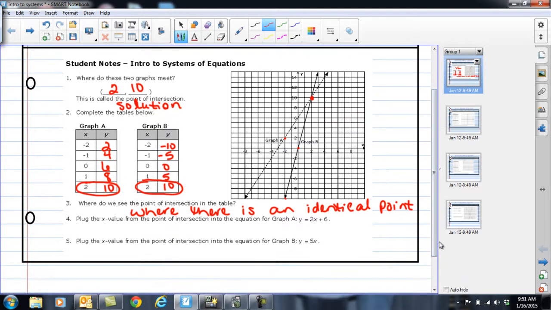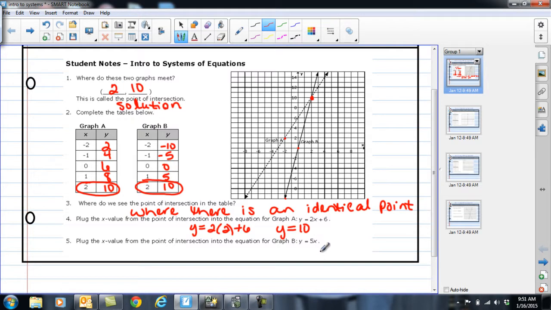Now 4 and 5 ask us to plug the x value from the point of intersection into the equation for the graph. Well, for graph A, that's y equals 2x plus 6. So we're going to do y equals 2 times 2, because the x value for the point of intersection is 2, plus 6, and then we're going to solve that. That becomes 4 plus 6, so we get that y equals 10, which is what it should equal, because when x was 2, y was 10.